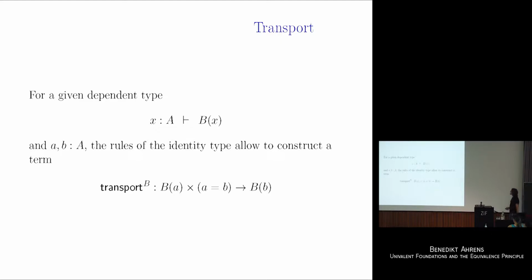This first ingredient that I need is what Vladimir talked about yesterday, called transport. So if we have a family of types B over a base type A, then we can construct a function of the following type, namely, if we have an element in B of a, and we have an equality or an identity from a to b, then we get an element in B of b.